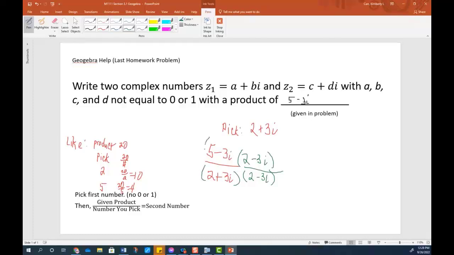Now, as I do this work, on the numerator, I can FOIL. First, outside, inside, last, or repeated distribution. So 5 times 2, 5 times negative 3i, negative 3i times 2, and negative 3i times negative 3i.